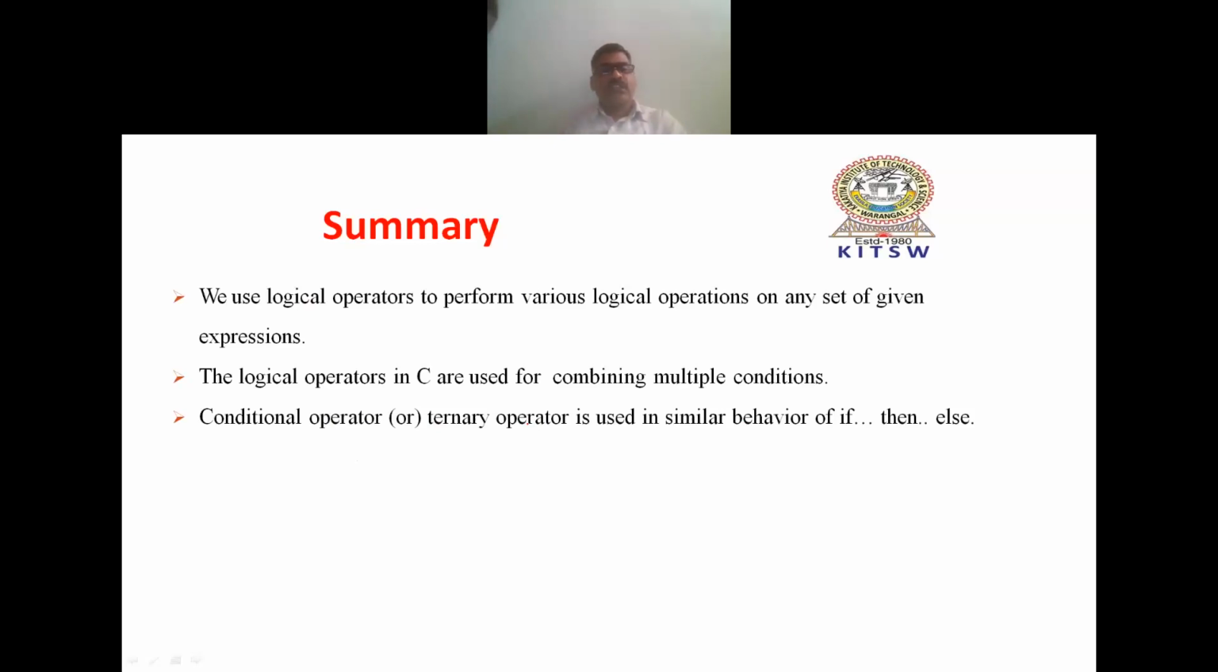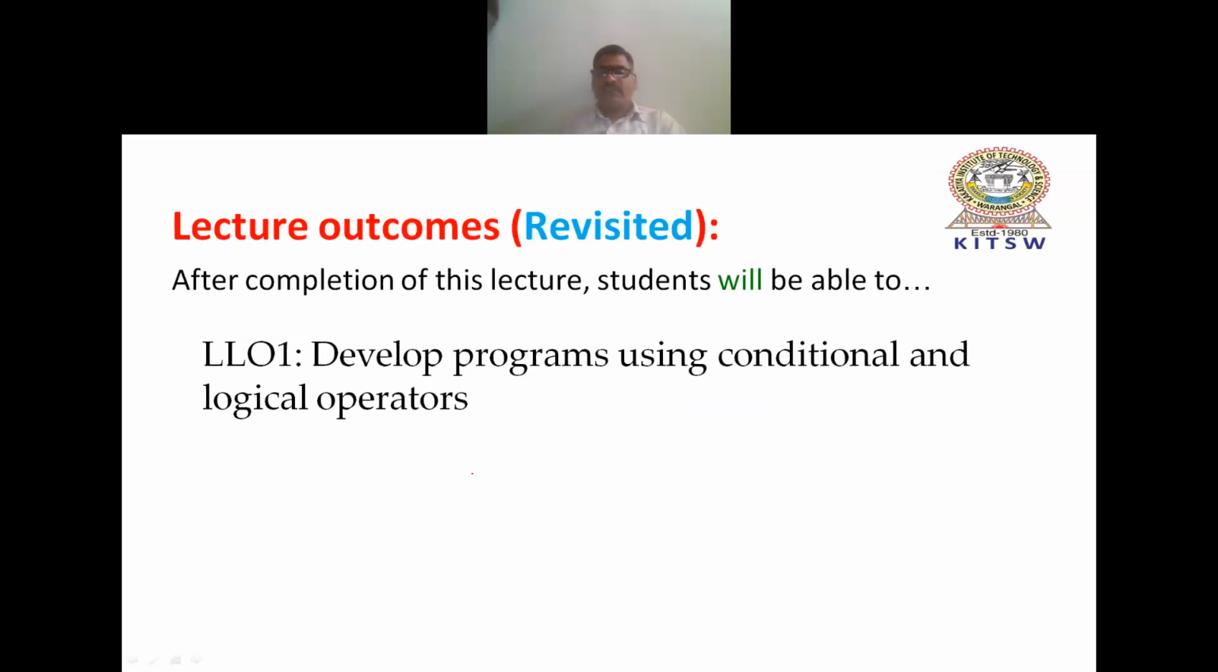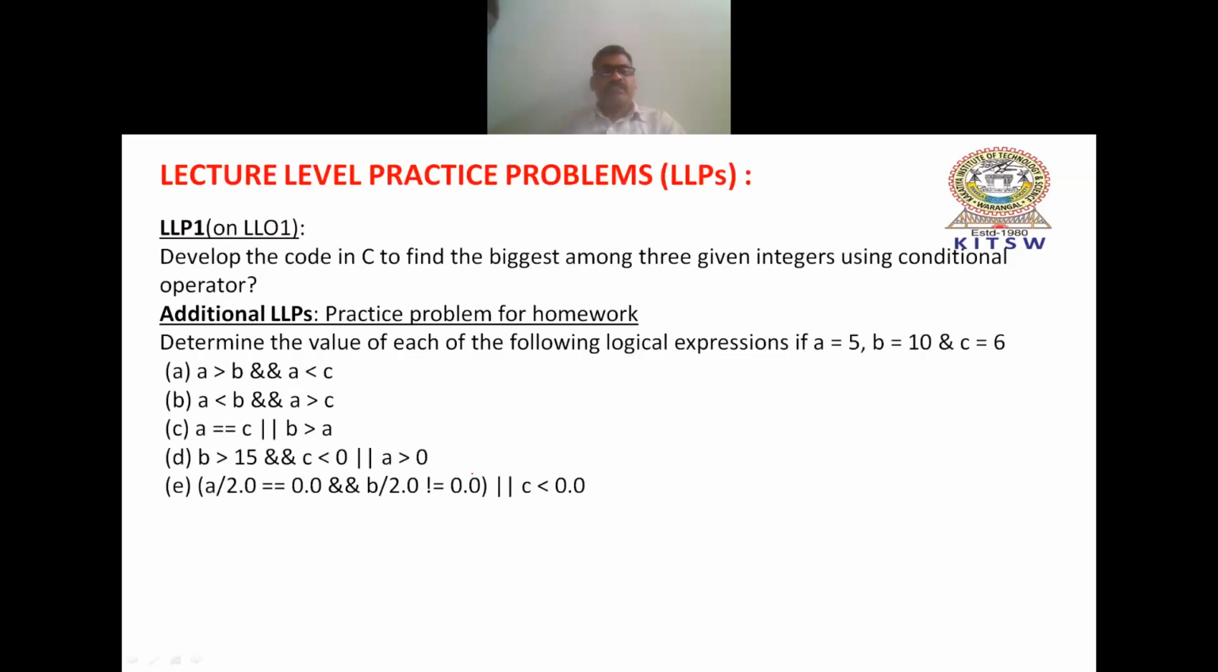So this is the summary of today's session. We use logical operators to perform various logical operations. Logical operators in C are used for combining multiple conditions, and there is a conditional operator which is called a question mark followed by colon, which is also a ternary operator. It takes three arguments. So this is the lecture outcome. After completion of this session, you will be able to understand how to develop programs using conditional operators as well as logical operators.